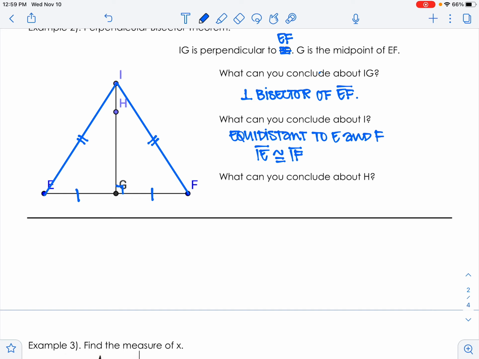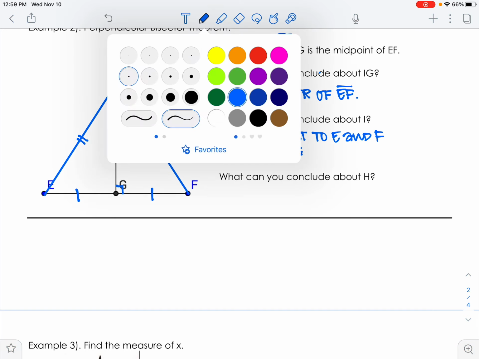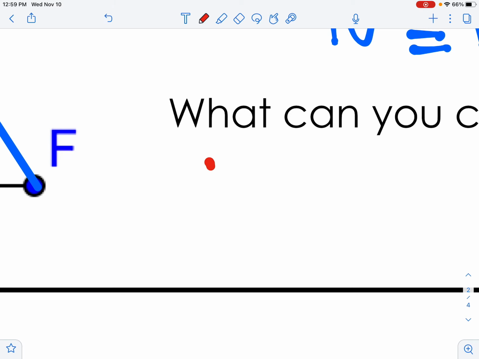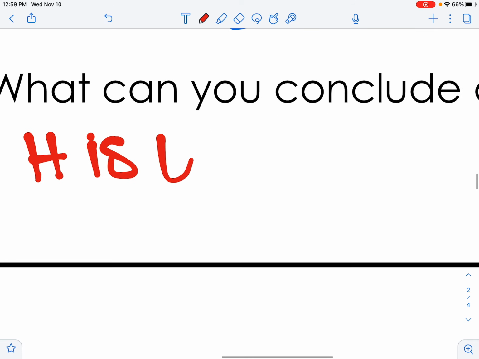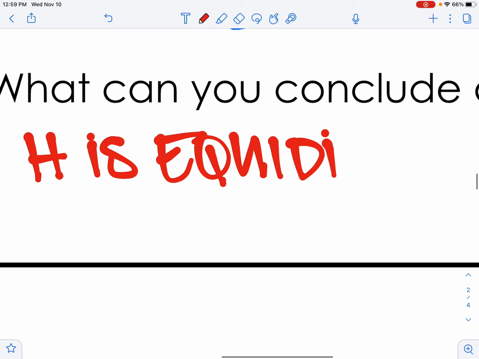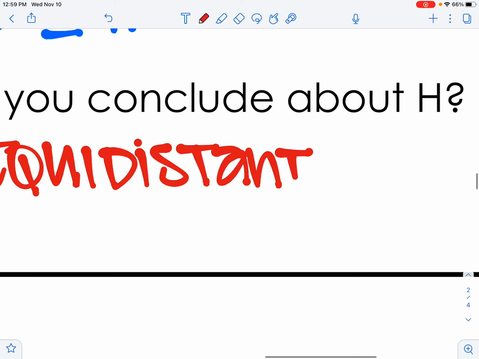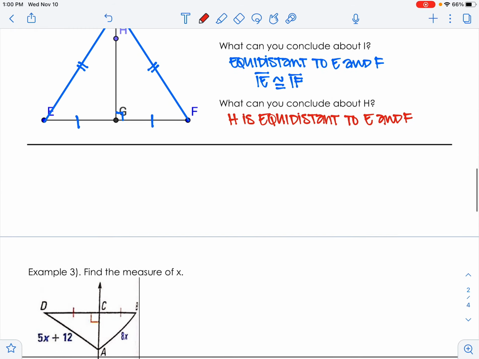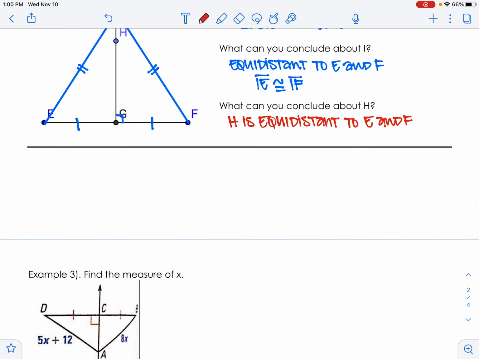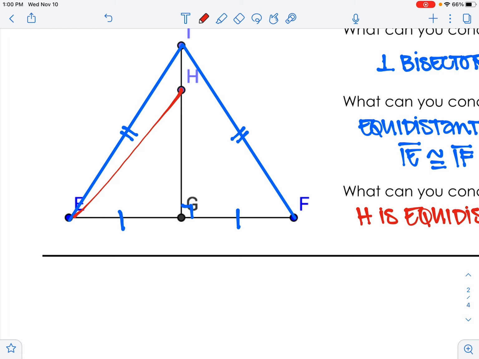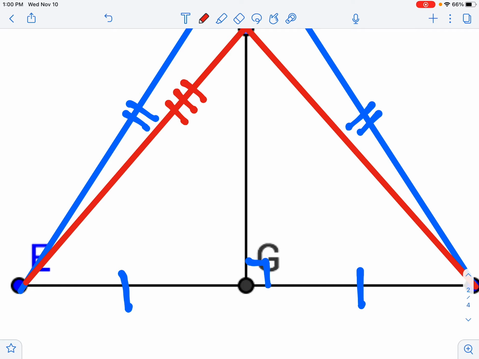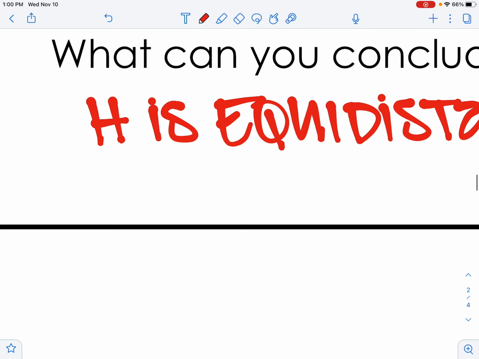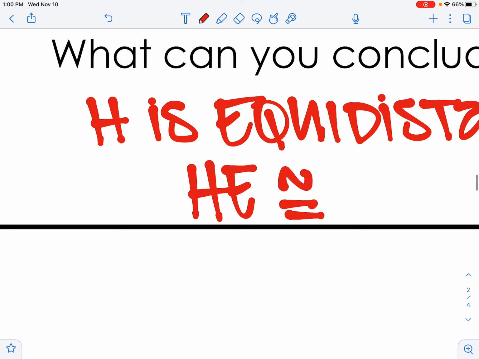Now let's talk about point H. Same kind of discussion here. H is also on the perpendicular bisector, which again means that H is equidistant to the endpoints of EF. So H is also equidistant to E and F, which means that if I connect H with E and H with F, then those two segments themselves have to be congruent. So HE is congruent to HF.